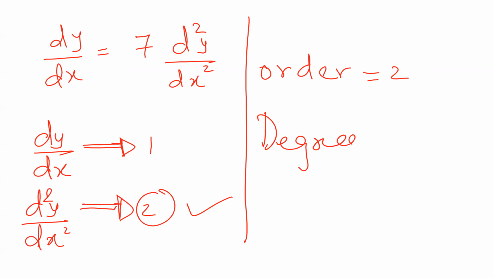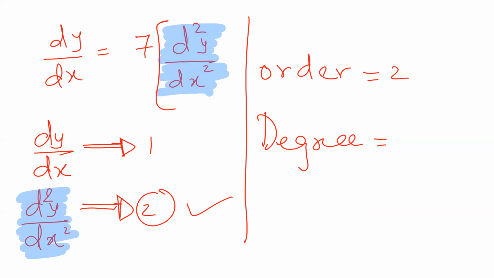And degree. When I say degree, we'll go back to the place where we can see d square y by dx square, because it has the maximum order. Now try to understand, the power of this entire thing is 1. So the degree becomes 1.